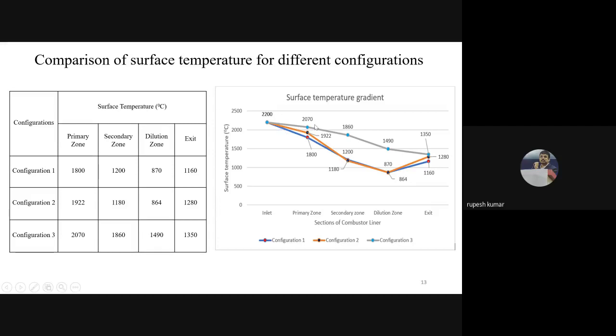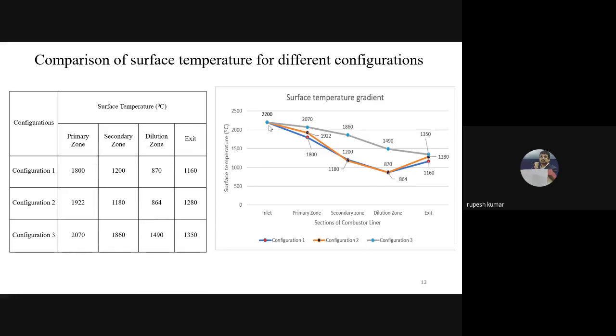So I have plotted a temperature gradient, that is, the change of temperature with each section of the combustor liner here. We can see that at configuration 1, the temperature varies from 1800 at primary to 1160 at exit. Why I didn't plot the inlet is because at inlet we know the maximum temperature given, the inlet flame temperature, was 2200 degrees Celsius. So that will be the same for all the configurations.